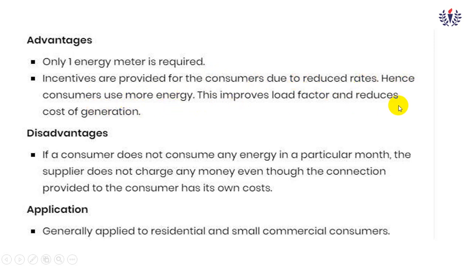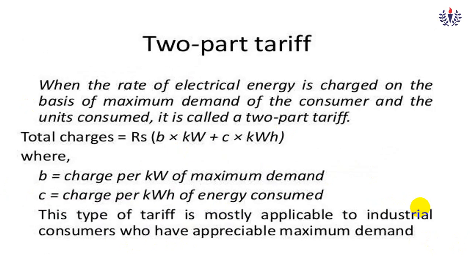This improves the load factor and reduces the cost of generation. So we can provide incentive because we have different blocks. If the consumer does not consume any energy in a particular month, the supplier does not charge any money, even though the connection is provided to the consumer at its own cost. So that is a big drawback, and it can be applied for all residential and small commercial consumers. So who are all the commercial consumers, we can apply this tariff. For example, in theaters or malls, we can apply this tariff.